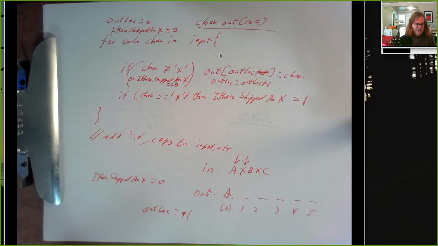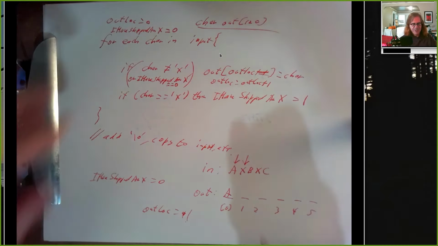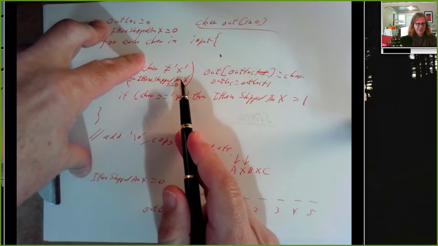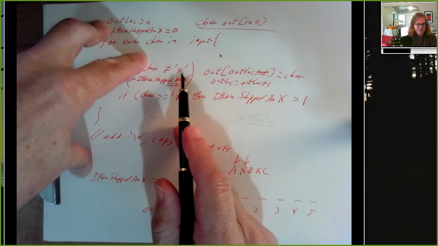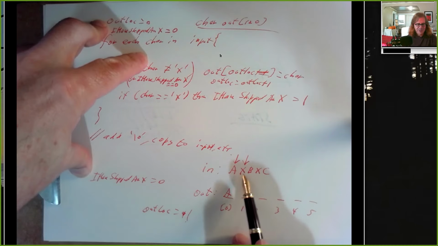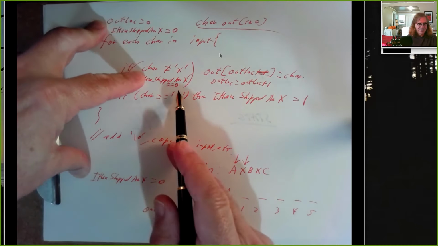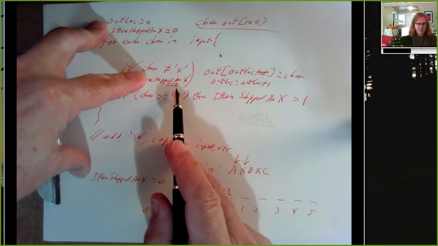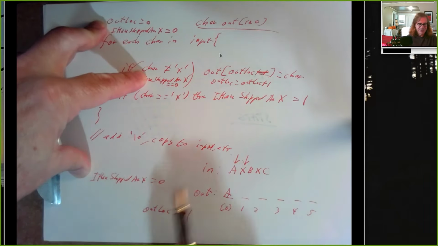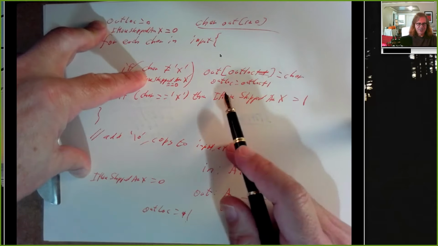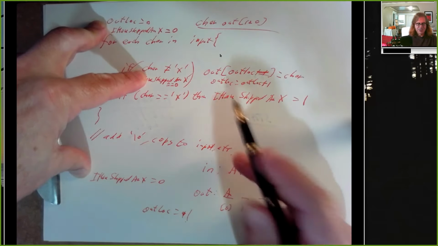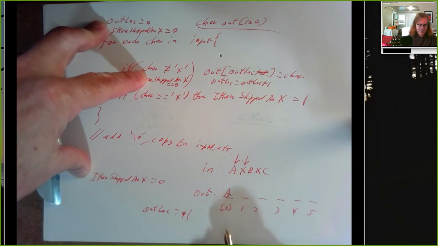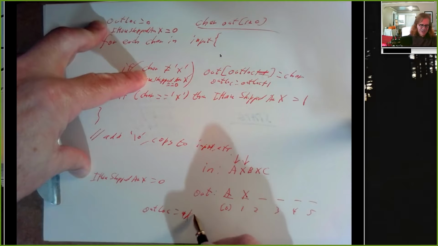Or I have skipped an X equals 0. Okay, so there's the letter X. If character is not equal to X, that's going to fail because the character is X. Or I have skipped an X equals 0. Well, that's true. So I'm going to go ahead and copy my character into output location outlook. So my character is X, outlook is 1. I'm going to put that X right there. I'm going to increment outlook to 2.